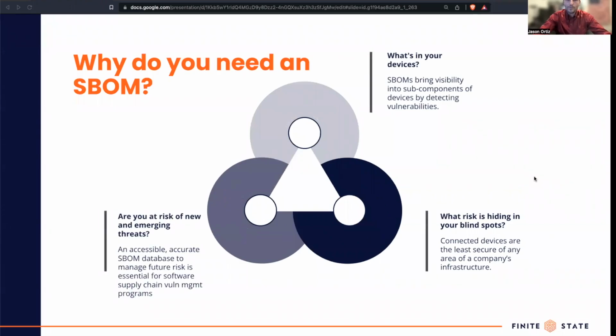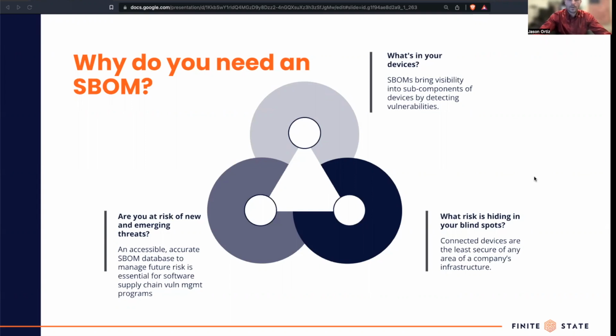So why would you want this SBOM sort of generally? Obviously, we've touched on that top point there, what's in your devices. It brings visibility into the software that's actually there. It can also help figure out what sort of risk is tied to that software. So it helps eliminate some of the blind spots we have in terms of risk with those individual software components that are included in the device.